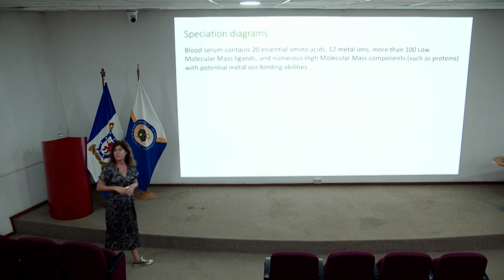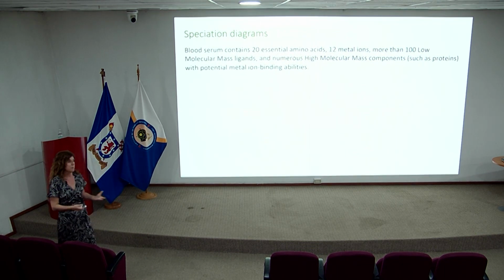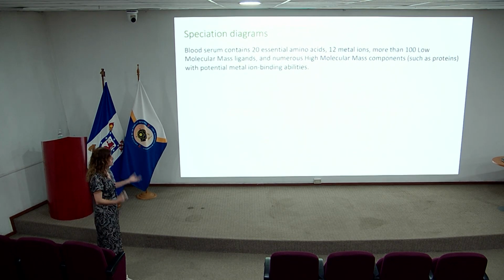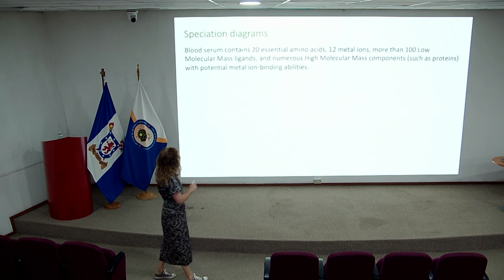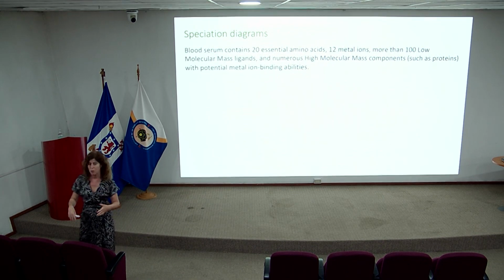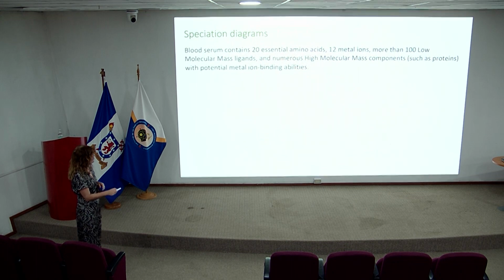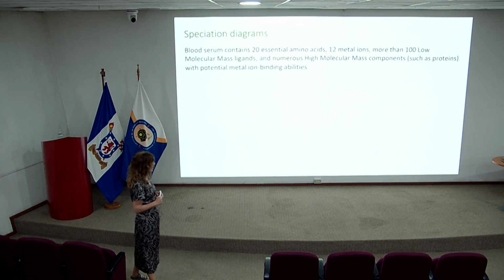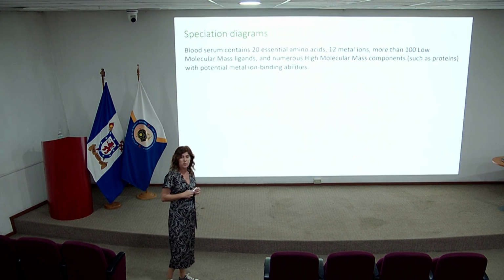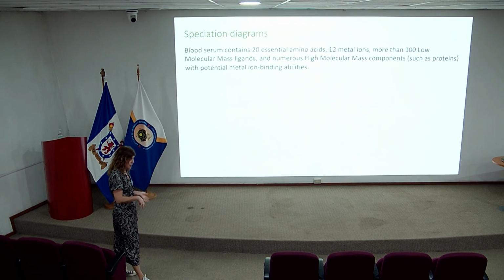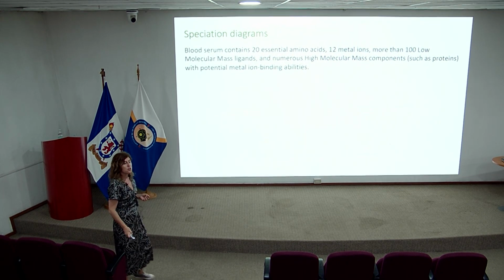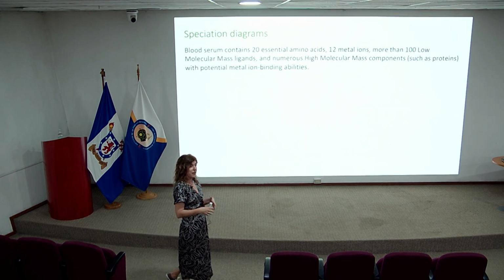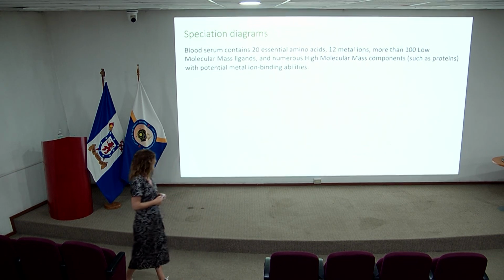Blood serum is an aqueous medium, pH 7.4, but it has a lot of things in it, like amino acids, different metal ions that might compete for our ligands, low molecular mass ligands like citrates, oxalates, etc., and also numerous high molecular mass components, such as proteins, which I would like to highlight, albumin and transferrin. And all these molecules have potential metal ion binding ability, and so they might substitute our original ligand.